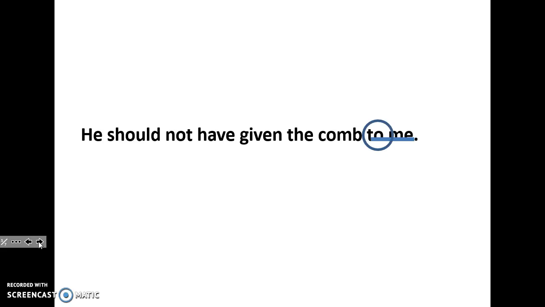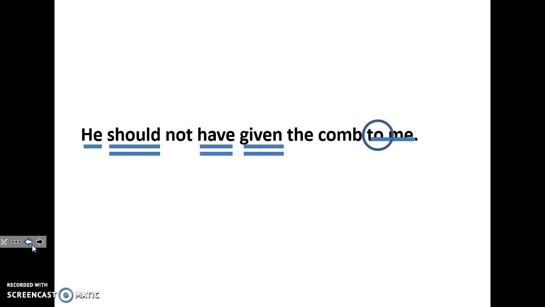Who's the subject of this sentence? If you said he, you're exactly right. Now, let's turn to verbs. Should, remember, on our list of helping verbs. Have, again, on the list of helping verbs. Given. 3 verbs in this sentence.